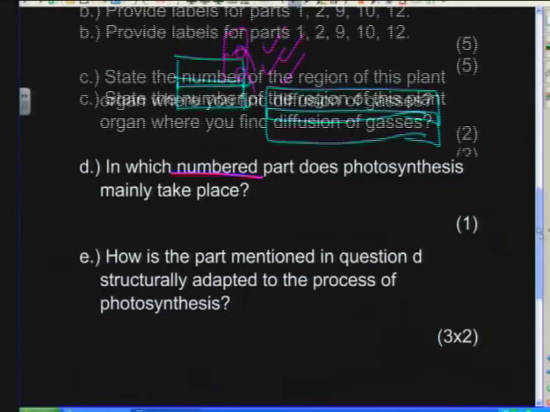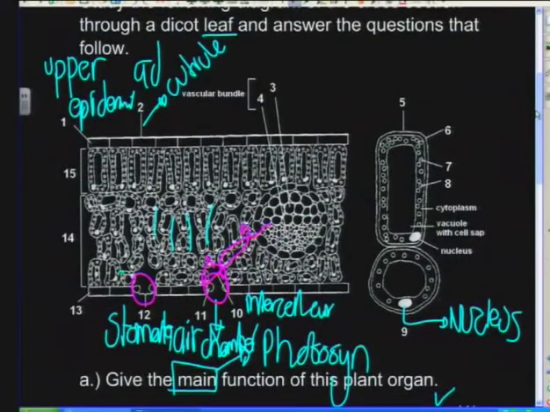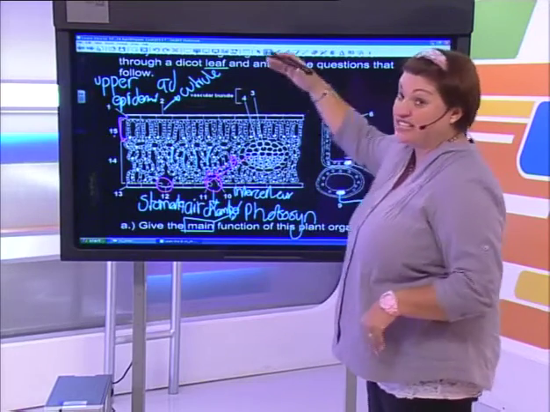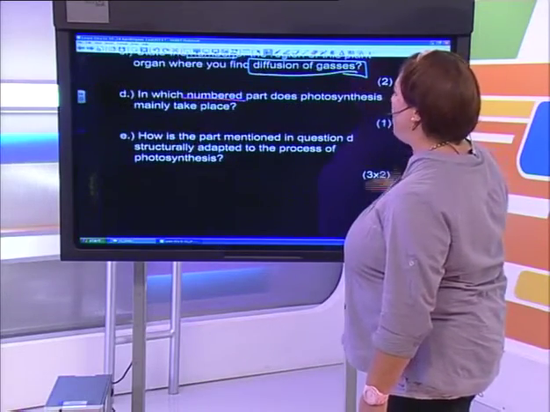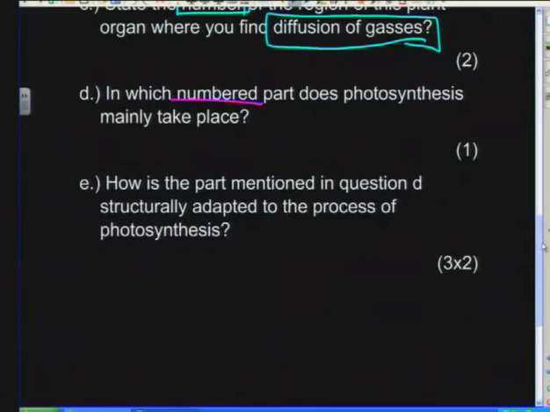Which number part does photosynthesis take place? Now we know by looking at it which is the main tissue for photosynthesis. Where do you think that it's going to take place? If you have a look here, you have two options. Which numbered part? That's the palisade mesophyll. But if we look at 7 and 8, they are the chloroplasts. We now have a bit of a quandary, because 15 is the region, and 7 and 8 are the chloroplasts. In which numbered part does photosynthesis mainly take place?